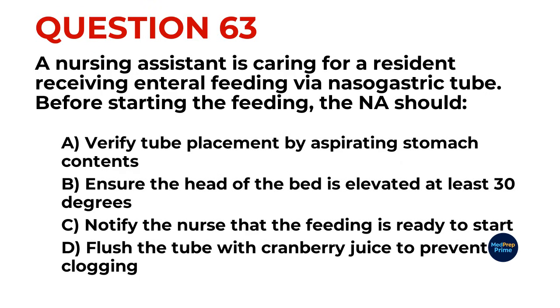A nursing assistant is caring for a resident receiving enteral feeding via nasogastric tube. Before starting the feeding, the NA should: Option A, verify tube placement by aspirating stomach contents. Option B, ensure the head of the bed is elevated at least 30 degrees. Option C, notify the nurse that the feeding is ready to start. Option D, flush the tube with cranberry juice to prevent clogging.